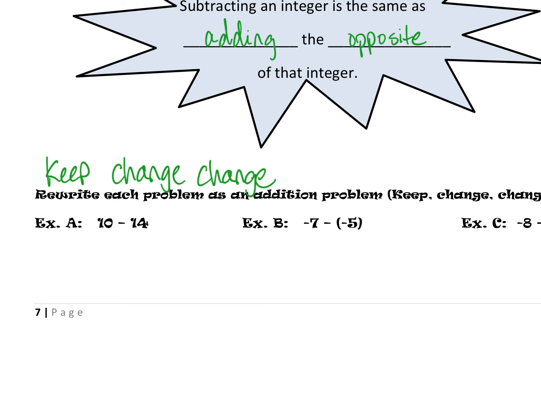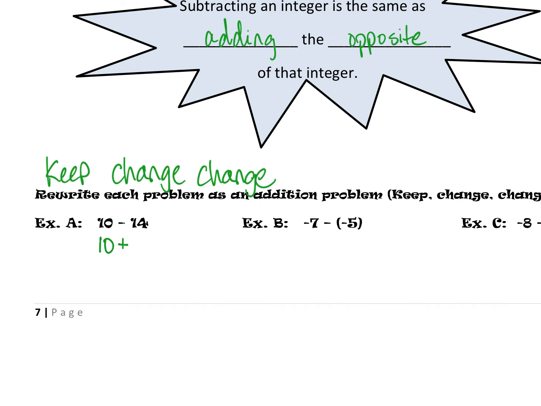10 minus 14. You might be able to do that one in your head. That one's not too tricky, but let's do the steps and make sure it comes out like you were expecting it to. So we're going to rewrite each problem as an addition problem with keep, change, change. We're going to keep the 10. The subtract is going to become a plus.